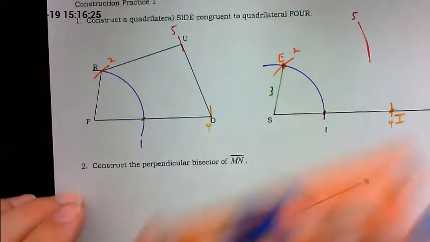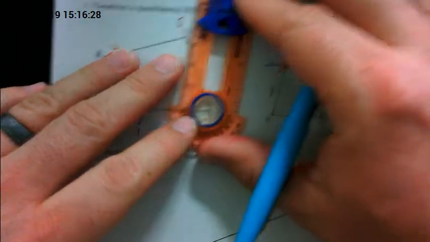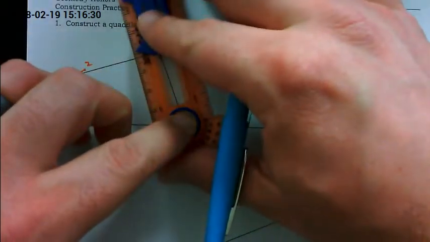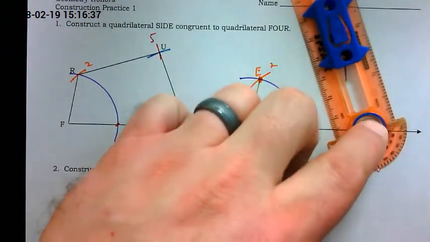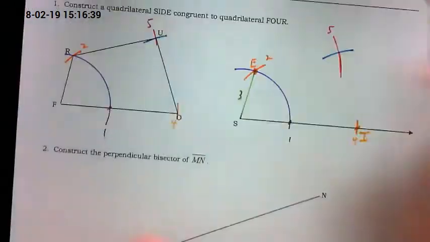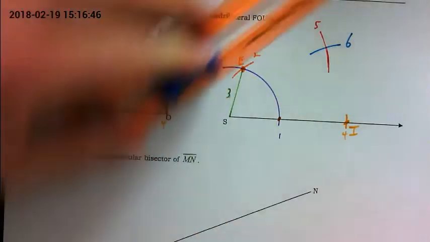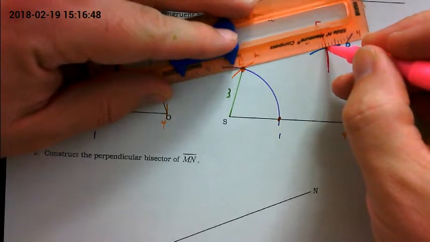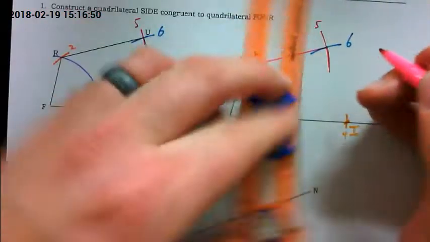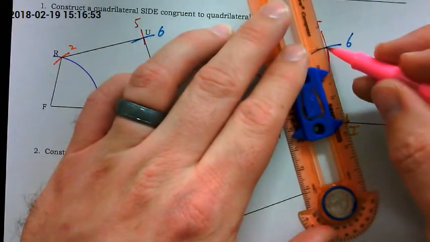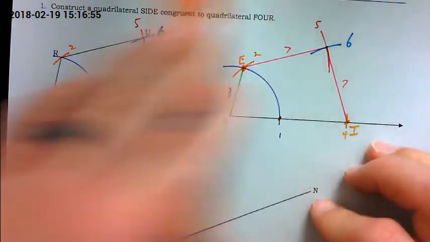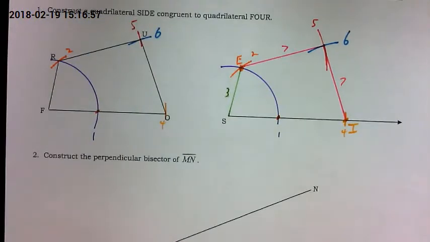Then I have from O to U. I'm going to find it in that little hole. Same thing. Mark it off. So that'd be step 6. And finally, draw your lines. And that'd be step 7. So from here to there. And from here to there. That's it. So that's the first one.